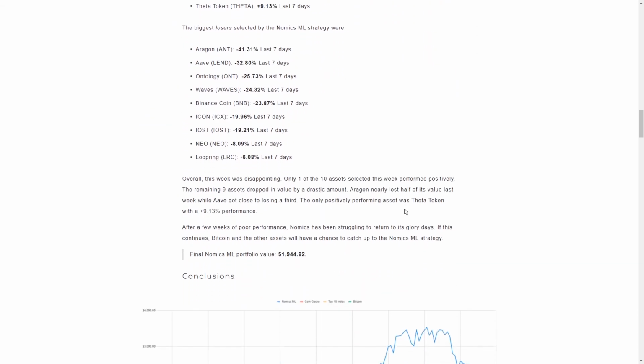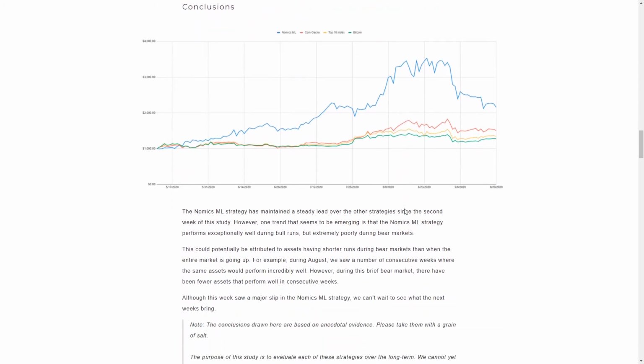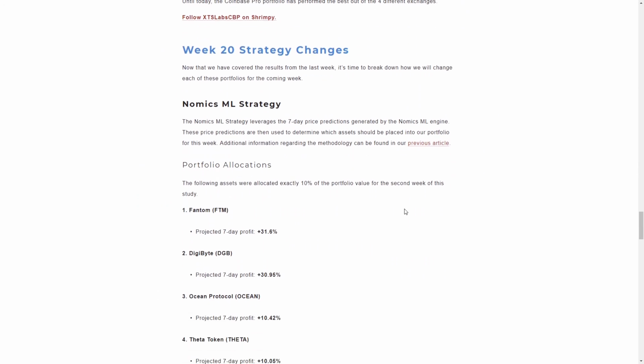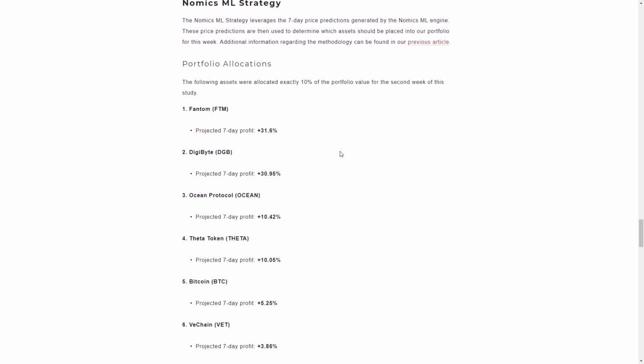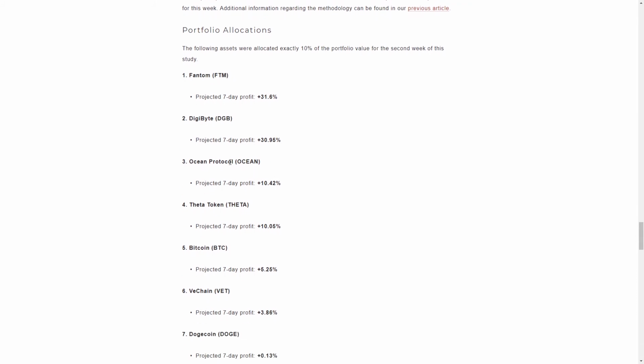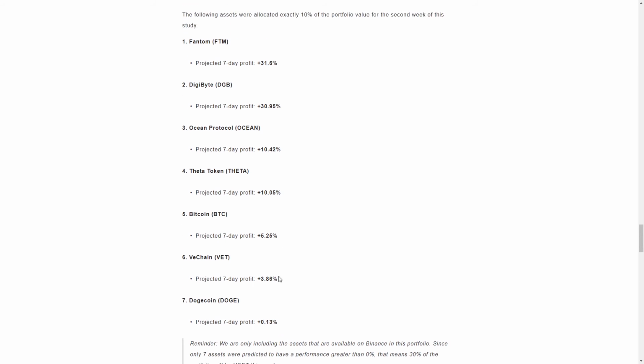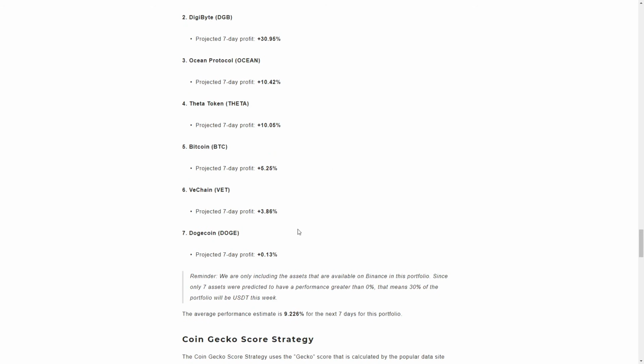Moving on to the predictions for the next week, let's take a look at which assets we predicted would perform the best this week. The Nomics strategy allocated Phantom, Digibyte, Ocean Protocol, Theta Token, Bitcoin, and VeChain. Each of these assets was predicted to do positively, including Dogecoin. But since there's only seven assets, as I mentioned earlier, we take the top 10 assets.